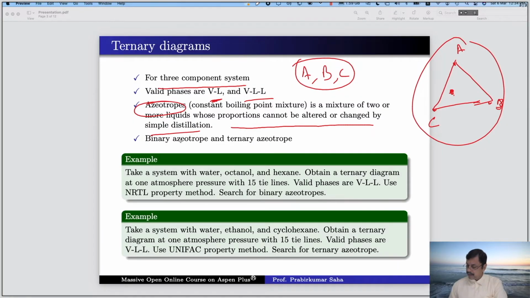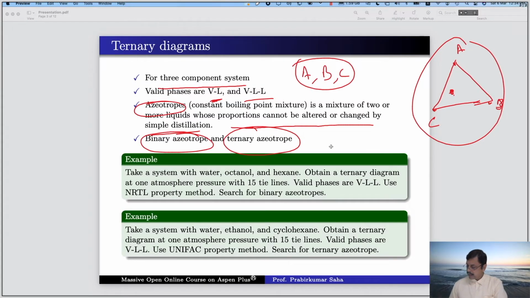So there are two types of azeotropes. One is a binary azeotrope, another is a ternary azeotrope. Binary azeotrope means a two-component mixture which is inseparable, and ternary azeotrope means a point where a three-component mixture is there and none of them are separable. So we shall learn about these ternary diagrams with a couple of examples.